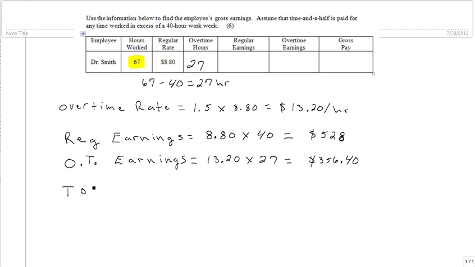Our total earnings then would merely be the sum of the regular earnings and the overtime earnings. So we take $528 and we're going to add $356.40, and when we do that, we see that the total earnings are $884.40.